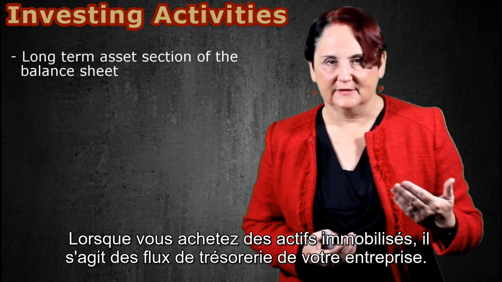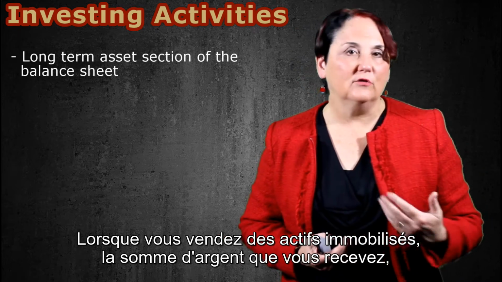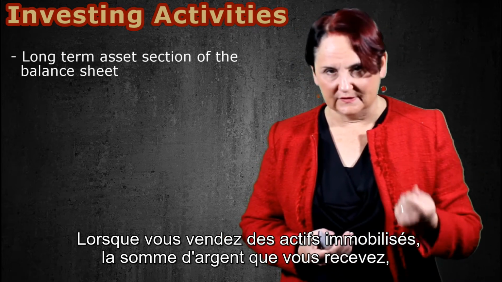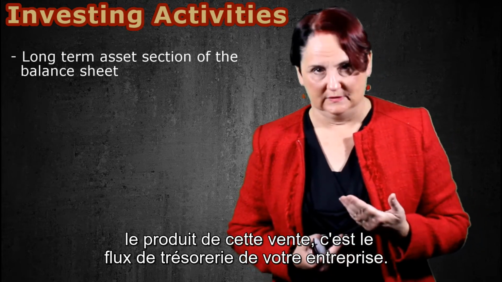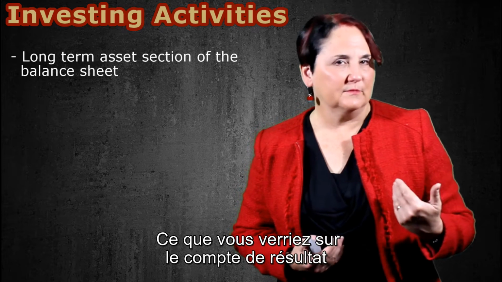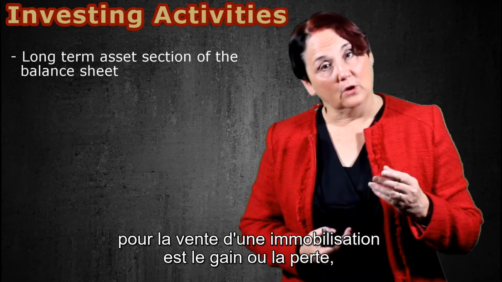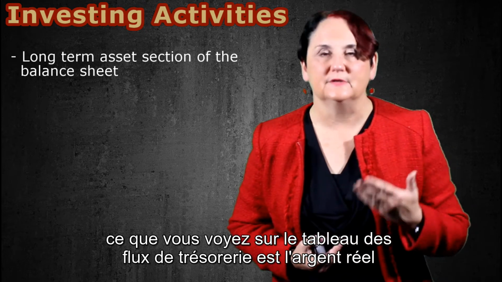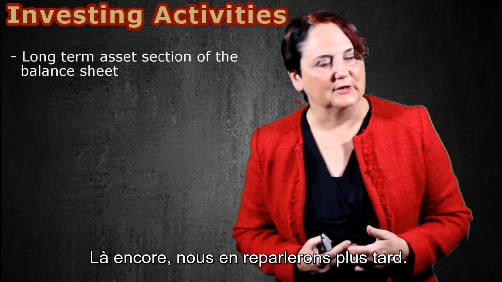So when you buy fixed assets, that's cash flowing out of your business. When you sell fixed assets, the amount of money you receive, the proceeds on that sale, that's cash flow into your business. So what you would see on the income statement for the sale of a fixed asset is the gain or loss. What you see on the cash flow statement is the actual cash you receive, the proceeds. And again, we'll talk more about this later too.